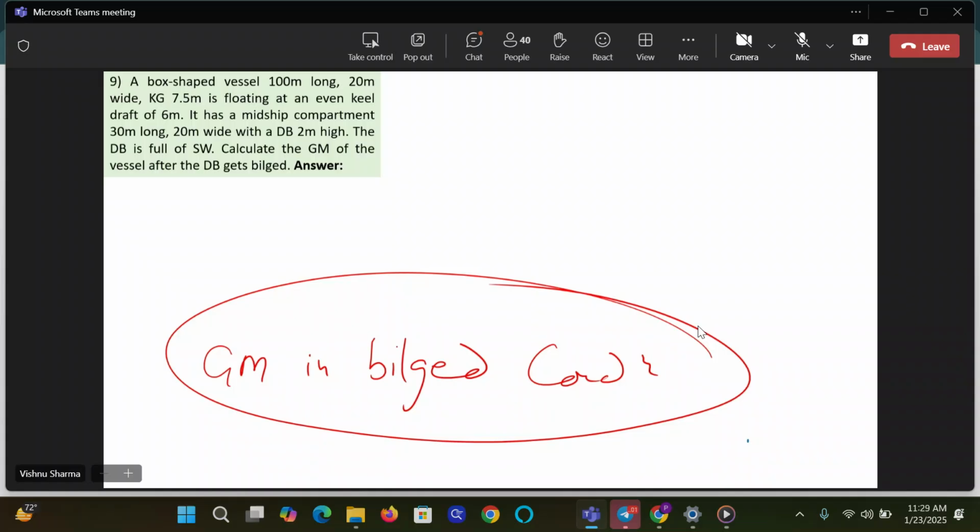Calculation of GM in bilged condition is complete. Tomorrow, we'll start accounting for trim so that we can get the drafts forward and aft after bilging. And believe me, if you can apply what you have learned over yesterday and today, you will be able to run through with that component in no time.